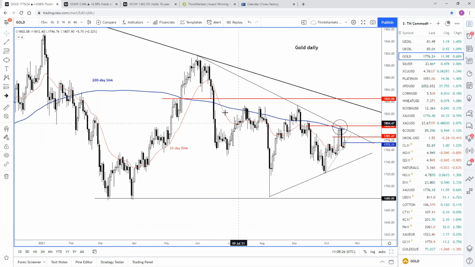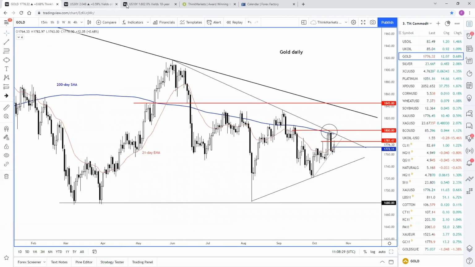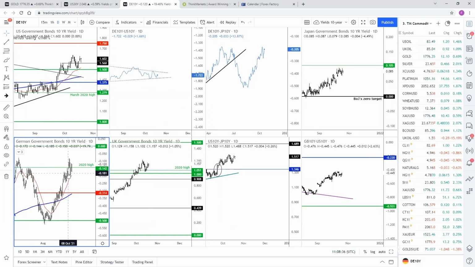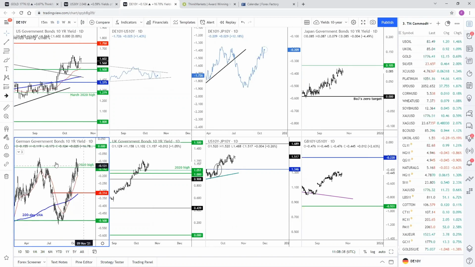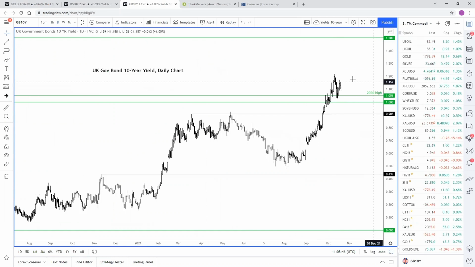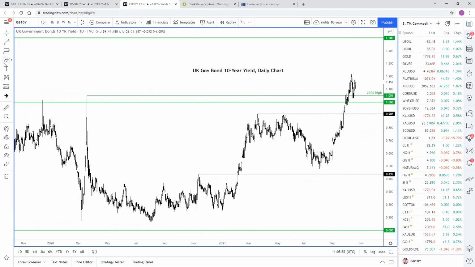So yeah, I don't have too strong a view on gold, especially when yields are still elevated and rising. Not just in the US, but if you look at the German 10-year, it has peaked above the 2020 highs, albeit still below the zero level, but rising nonetheless. In the UK, the 10-year has risen, it reached almost 1.2 before pulling back, and now it's tested support right here, and it's bounced.